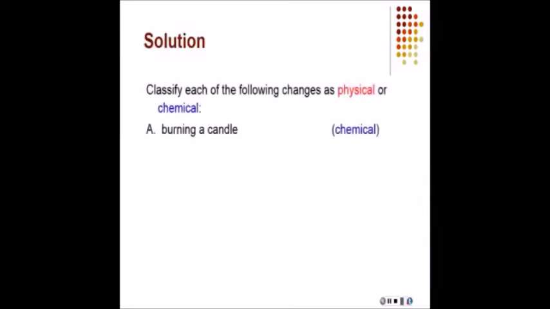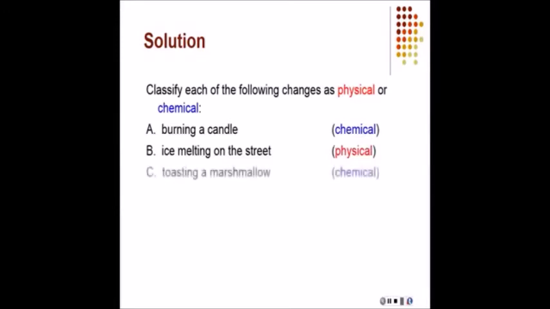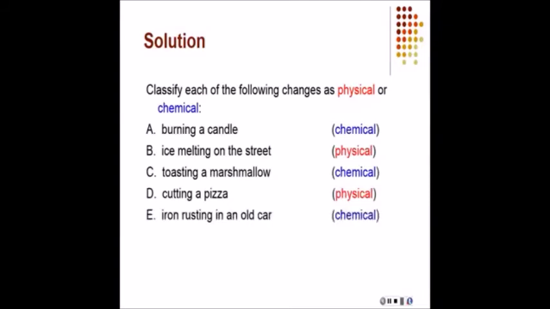Okay, here we go. The solution then, burning of a candle, that's a chemical change. And what you're looking for is the fact that the candle produces heat or light. That's the evidence that we need. Ice melting on the street, that's a physical change. The verb melting tells you that. Toasting a marshmallow, that's a chemical change. And toasting is like burning. Cutting a pizza, that's a physical change. Iron rusting, we had that earlier, so that's an easy one. That's a chemical change. And that's the end of part 1.